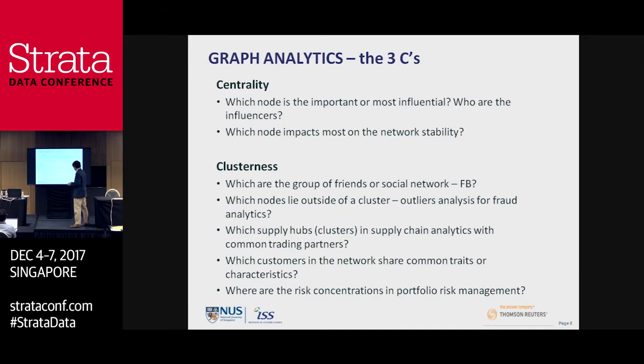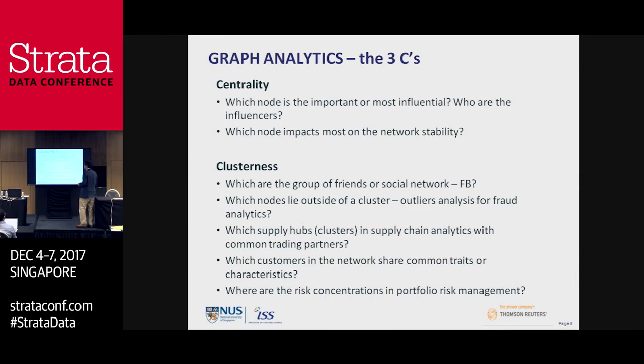The second question is the opposite of it. Which nodes lie outside of a cluster? In financial modeling, it's very important to be aware of outliers because outliers are the ones that actually destabilize the whole system. And of course, fraud analytics as well. Fraud analytics tends to look at the outliers, those people who are trying to be something different, who are not in a particular cluster, which is the main premise of identifying fraud.